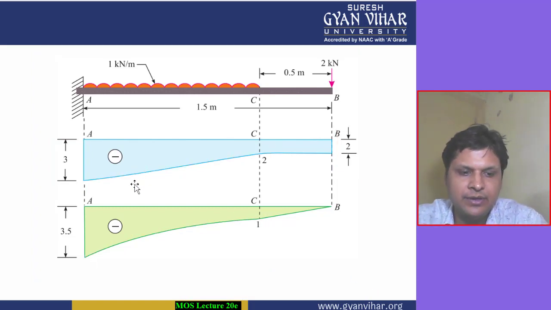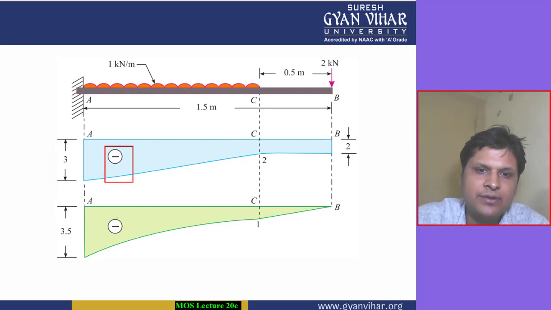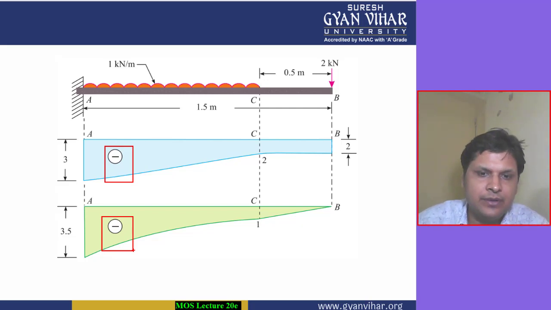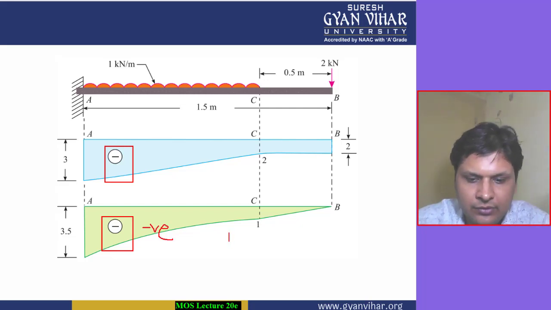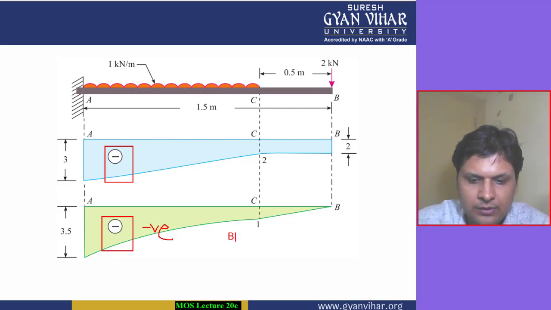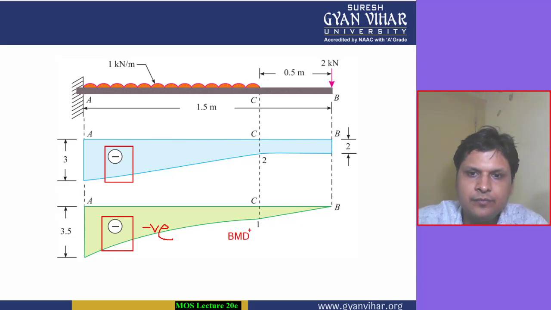Since the nature was clockwise on the right hand side, we have considered it as negative in the bending moment diagram. Alright, this is the bending moment diagram, students. This is your bending moment diagram. And the one above in blue is your shear force diagram.